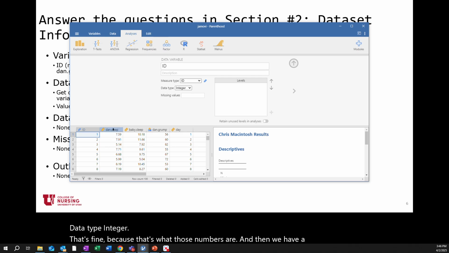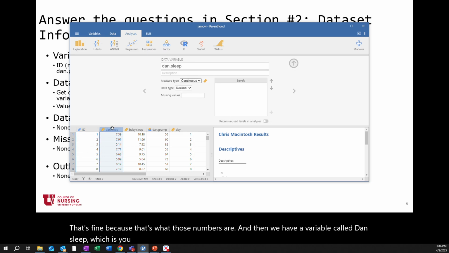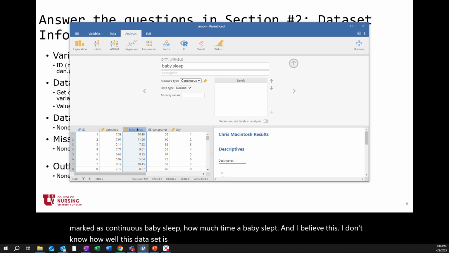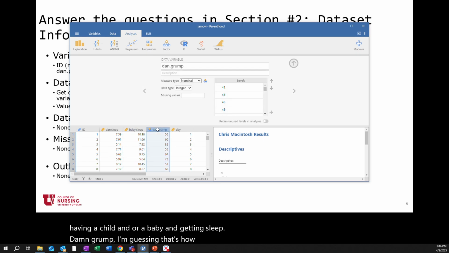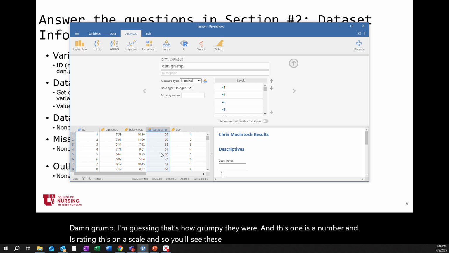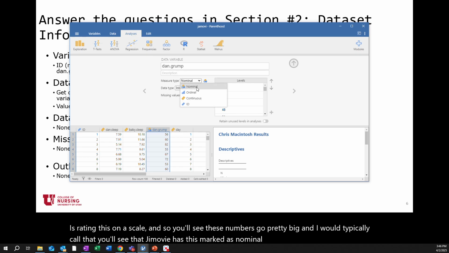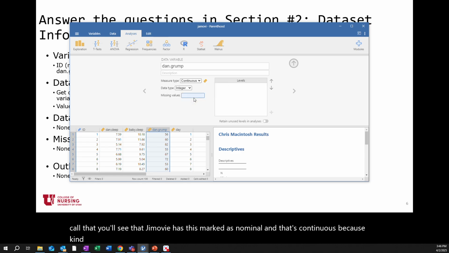And then we have a variable called Dan sleep, which is maybe how much time they were able to sleep, and we see that's marked as continuous. Baby sleep, how much time a baby slept. I don't know how well this data set's described, but I think it has something to do with having a baby and getting sleep. Dan grump, I'm guessing that's how grumpy they were. This one is a number rating this on a scale, and you'll see these numbers go pretty big. Jamovi has this marked as nominal, and that's continuous, because a psychometric or rating of feelings would be an interval level of measurement. So if I were picking one, I'd pick interval for that.